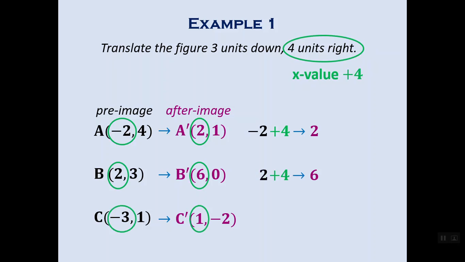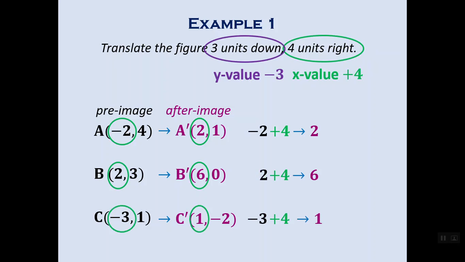Point C, same thing. Let's take a look. If we started with negative 3 and added 4 to that, we would get positive 1, and that's exactly what we did graphically. Now if we focus on the y value, that's movement up or down. 3 units down is going in a negative direction, so that means our y value is going to be subtracted 3, or adding a negative 3 to it.